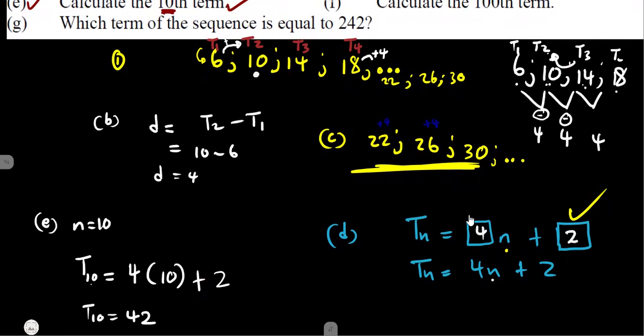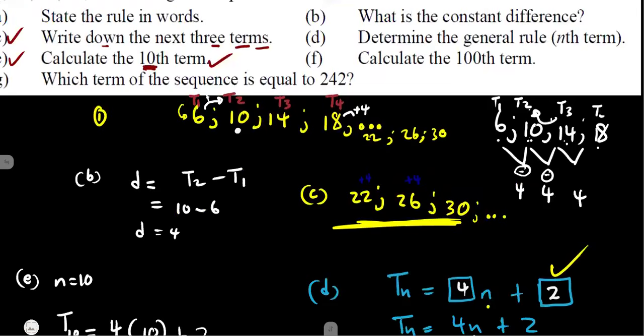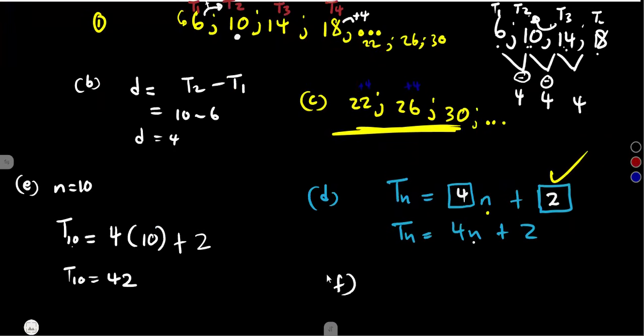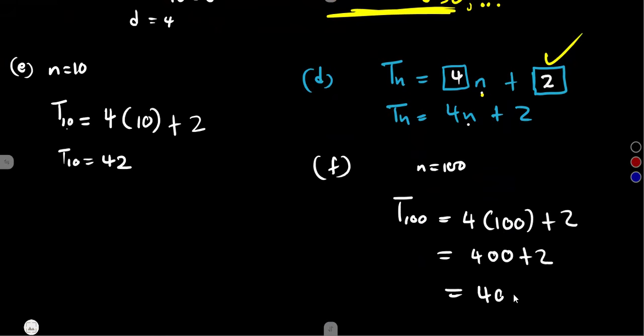The same thing even here on F. Calculate the 100th term. When n is 100, what is going to be our T100? In place of n, put a 100. So that's 4 into 100 plus a 2 there. So you're going to multiply 4 times 100, which is going to be 400 plus a 2. So that's 402. So this is the answer to our question.